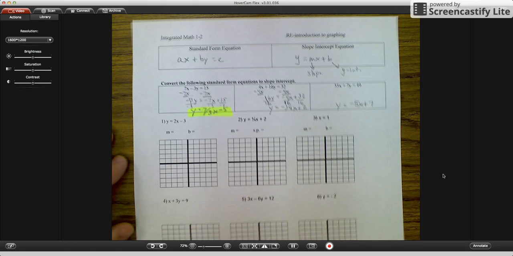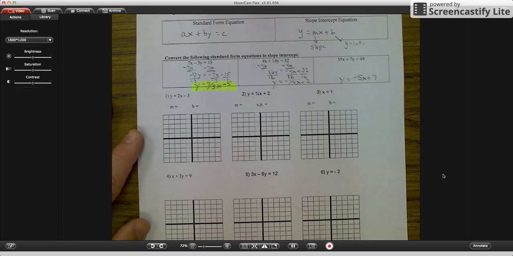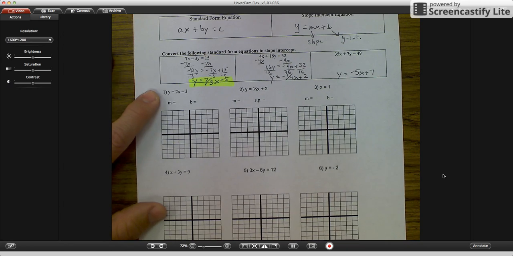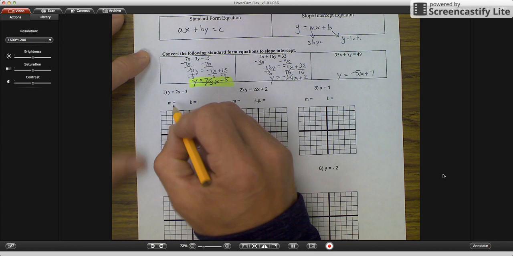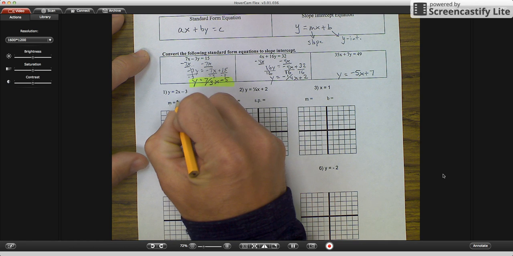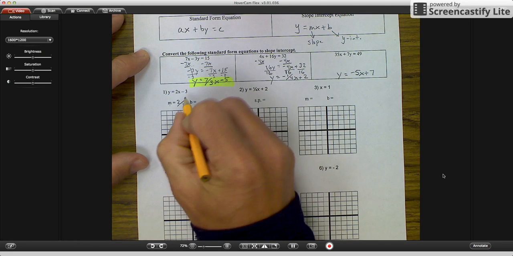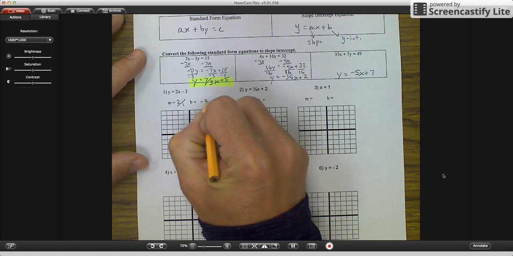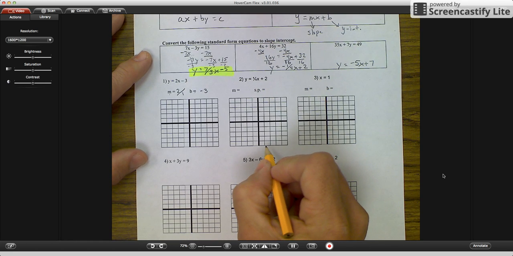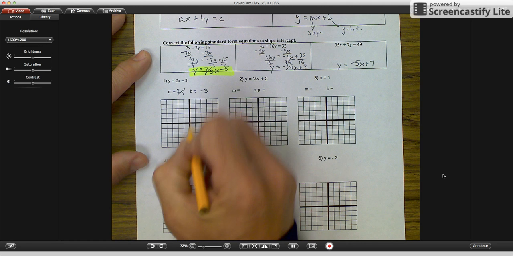Okay, now we're going to graph, and I'm going to graph a couple of these for you. Number 1 is already in slope-intercept form. So we identify our slope, our m, as a positive 2 or 2 over 1. We identify our b, which is the y-intercept, as negative 3. Come down to the graph, and you find negative 3 on the y-axis, 1, 2, 3.